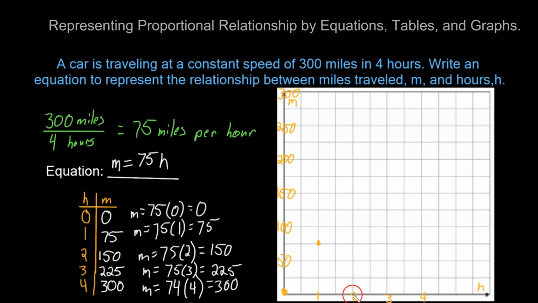Next, 2, 150. So we go over 2 and up to 150. Over 3 and up to 225, so between 200 and 250. And now 4, 300. So you go over to 4 and all the way up to 300 right here. Okay, so this is how we would graph this equation that we wrote based off of this situation.